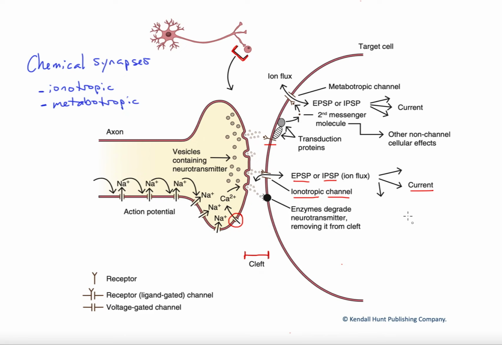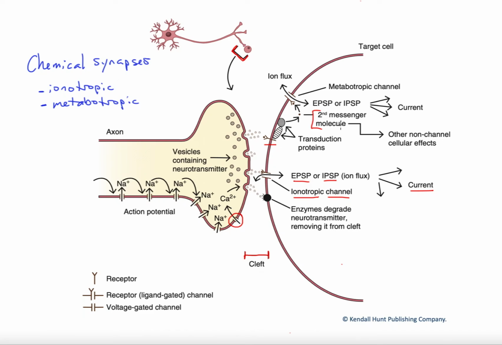Now, the other option is that our neurotransmitter can bind to a receptor that is not associated with a channel. Instead, it's associated with these transduction proteins, and they're sort of like middlemen. What they're going to do is transduce this receptor binding into production of a second messenger molecule. That second messenger molecule can go on and bind to a receptor and open a channel. It's sort of like a delayed ionic flux. It's still a metabotropic channel because it's requiring opening via the second messenger molecule, but we end up with sort of the same end result.